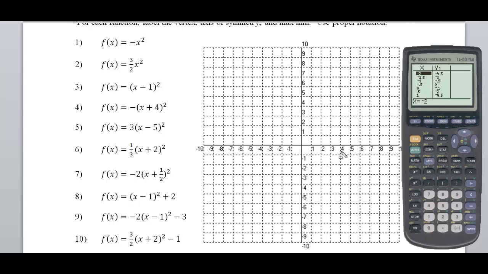So at -5, at 0, that is where our vertex is, at 0, -0.5. There it is, right there. I'm sorry, I kept saying it the wrong way. Our vertex is at -0.5, 0.